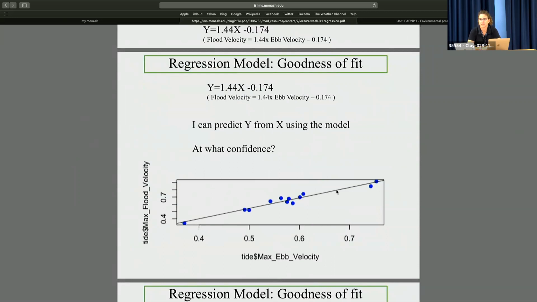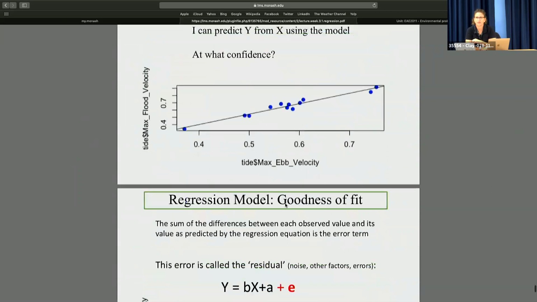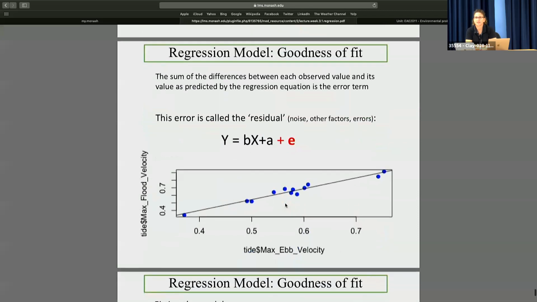So I can tell you now that if ebb velocity is 0.65, then flood velocity will be 0.75. But what's my confidence around that? How do I know whether this line is worth anything? I can see visually that the line is describing the points quite well. This model is a good fit. But what I can calculate is what we call the error of the model.